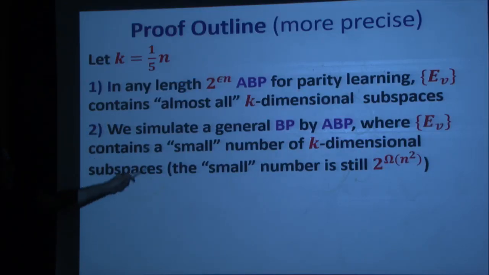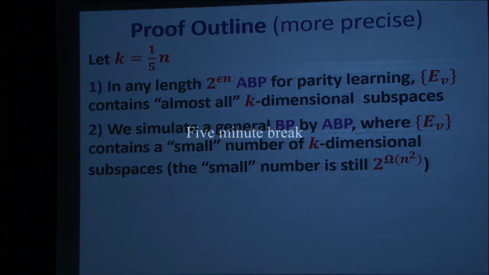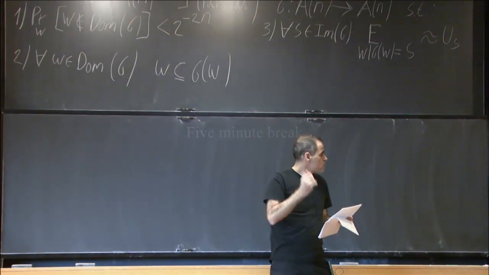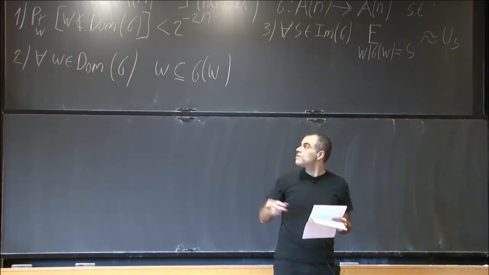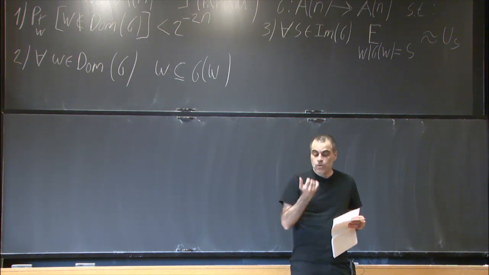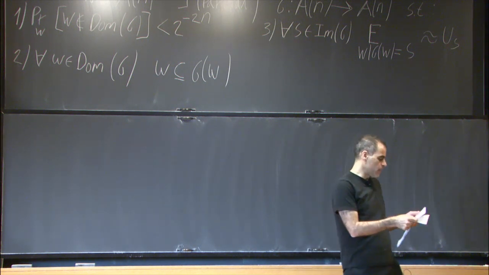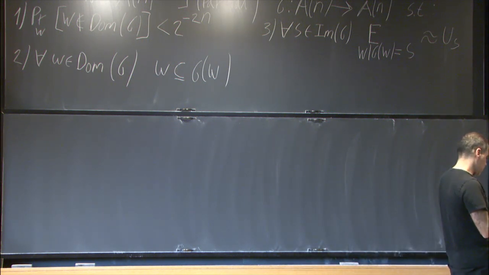This is what we will do, and I already sketched that. After the break, I will sketch this proof. I will not be able to give all details, but I will sketch the simulation of a general branching program by an affine branching program. All right. So I will forget about this, this will be later. What I want to do now is to show how to do the simulation of a general branching program by an affine branching program.